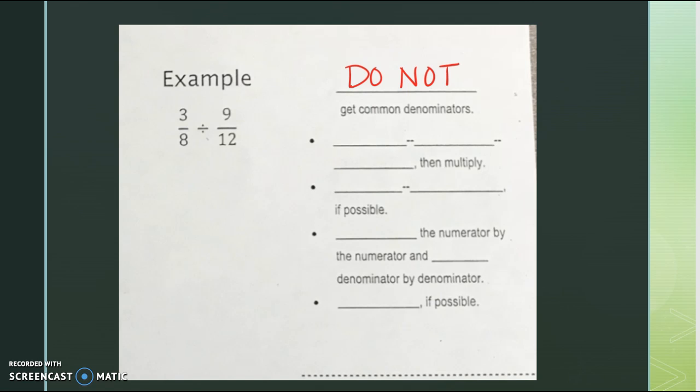Now, the next step is that three-word phrase we like to remember: keep, change, flip. So that's going to be that phrase you got to remember when you're dividing our fractions or our mixed numbers. You want to keep the first fraction the same, change that division sign into multiplication, and then flip your second fraction. And that flipped fraction is actually called the reciprocal. So a nice vocabulary term there.